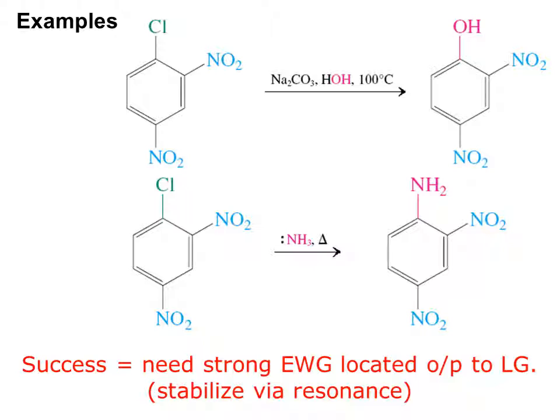In order for ipso substitution to work, you need to have a strong electron withdrawing group located ortho or para to the leaving group in order to stabilize the negative charge. So we will look at this mechanism in a second.